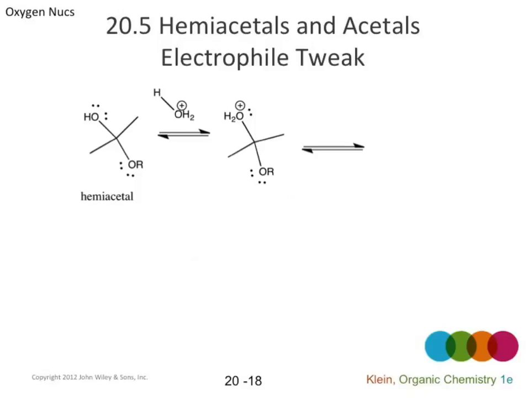Our acid protonates again. We can protonate our alcohol. What's the big thing about doing that? We now have a really good leaving group in the water. That can now leave on its own. That gives us that carbocation intermediate.